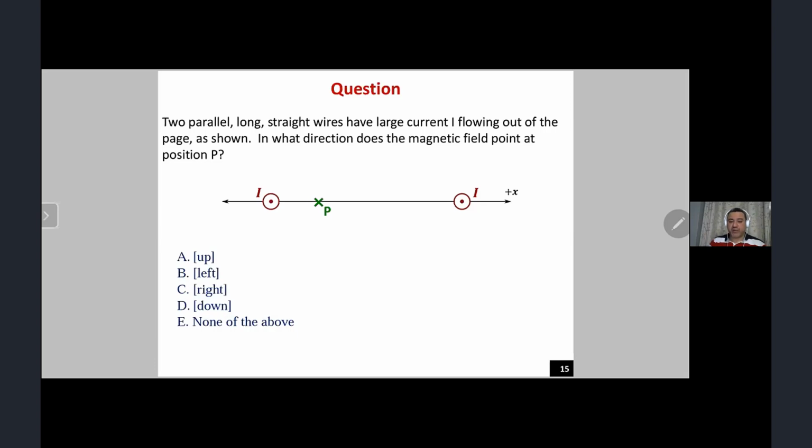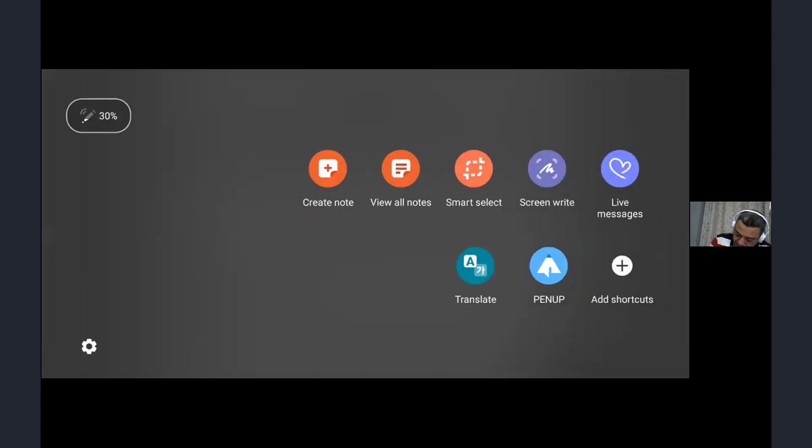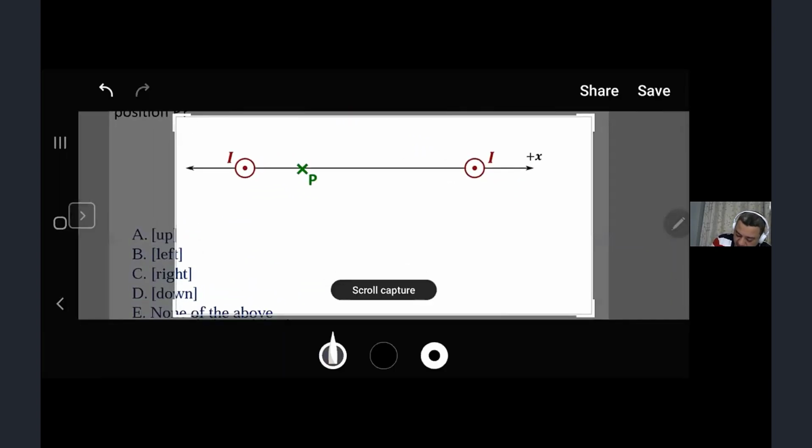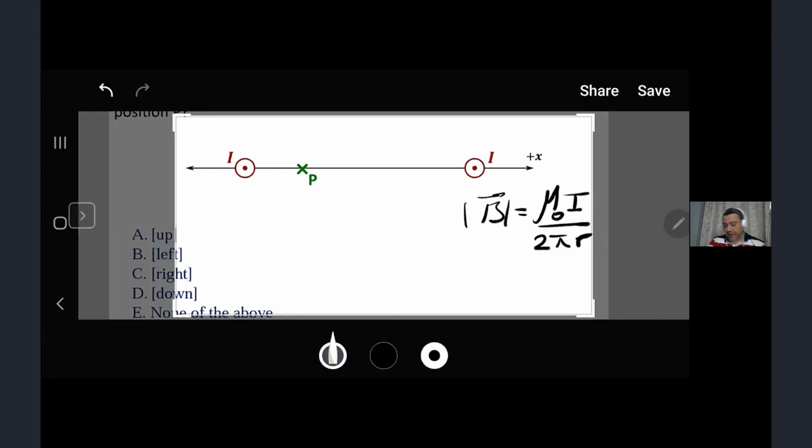So they are infinite wires, very long wires. In this case, we will be using the infinite wire equation, which is the magnetic field magnitude B equals mu naught I over 2 pi r, where r is the radius of the circle that the point of interest is on.